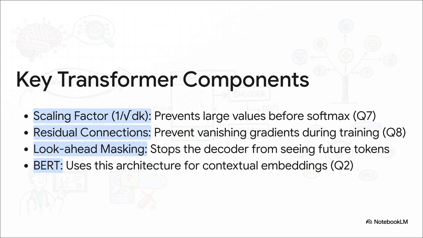Look-ahead masking is super important for tasks like translation. It stops the model from cheating by peeking at the answer. And finally, you've probably heard of BERT. It's one of the most famous models ever, and it's built using this powerful transformer architecture.